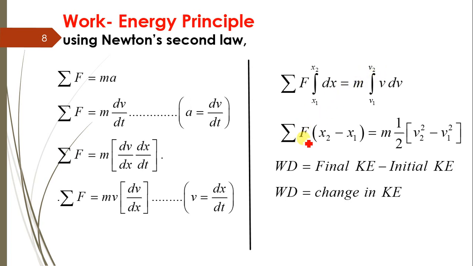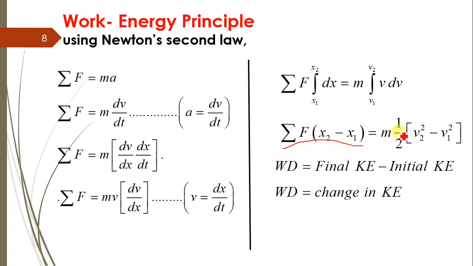So therefore, summation of F times (x2 minus x1) equals m into (v2 square minus v1 square) into 1 half. We can see the left side is nothing but force into displacement. x2 minus x1 is the change in position, that is displacement, and force into displacement is nothing but the work done.